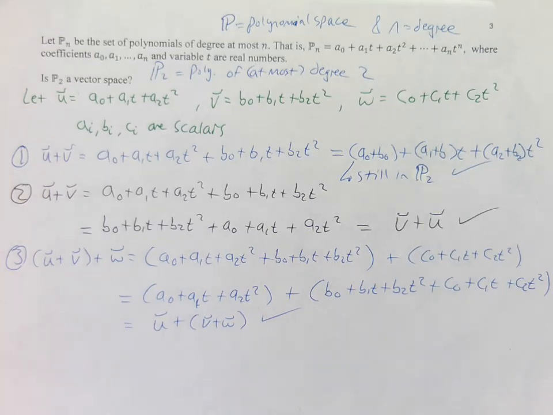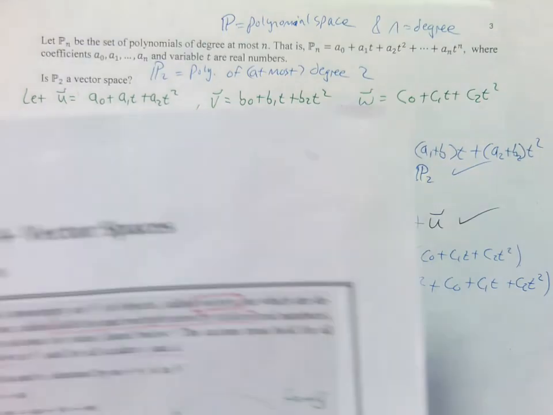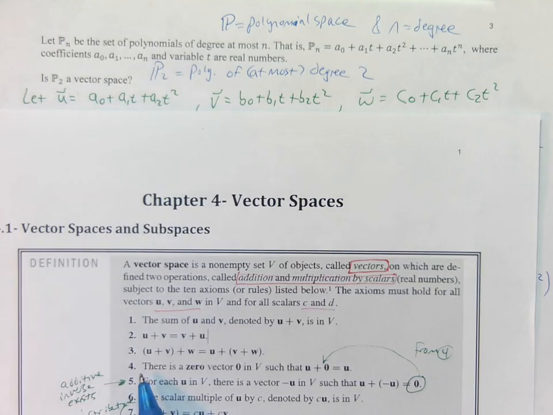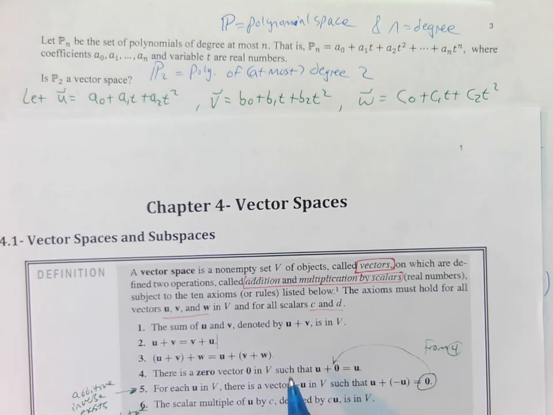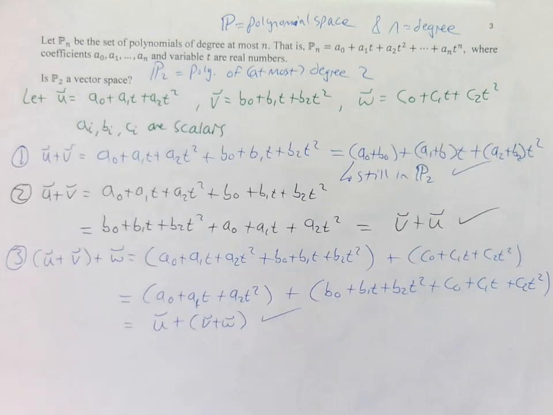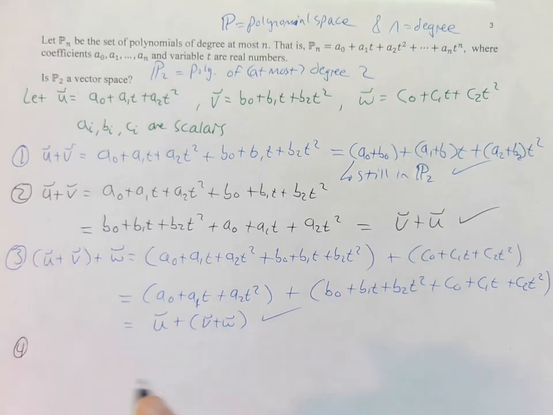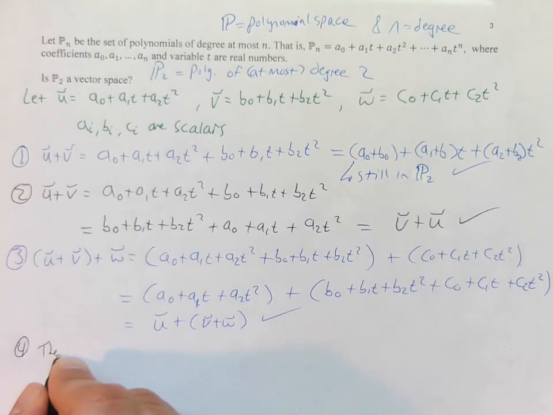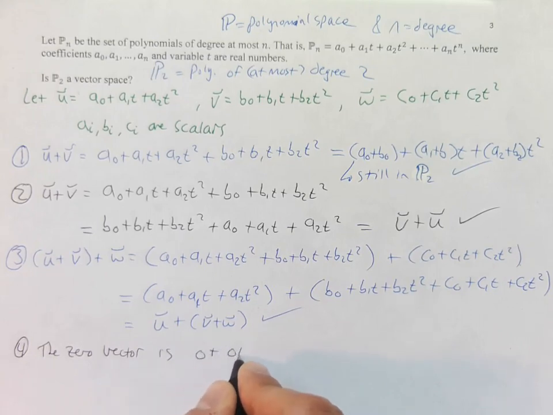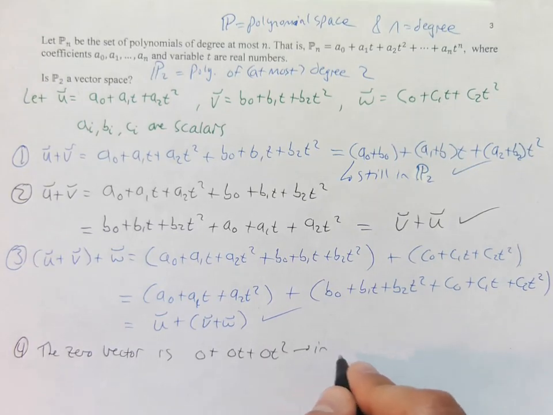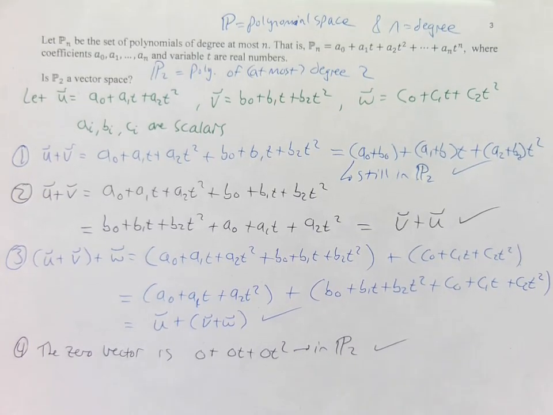What do you think the additive inverse is? That's what we need to show for 4. I mean the 0 vector, excuse me. The 0 vector for number 4. What is the 0 vector in P2? It should be something that when we add it to vectors, they stay the same. Well, it's just the 0 polynomial. So for number 4, the 0 vector is 0 plus 0t plus 0t squared, right? This is an at most degree 2 polynomial. This is in P2. And when we add this to an arbitrary vector, it stays the same. So we found what the 0 vector is.